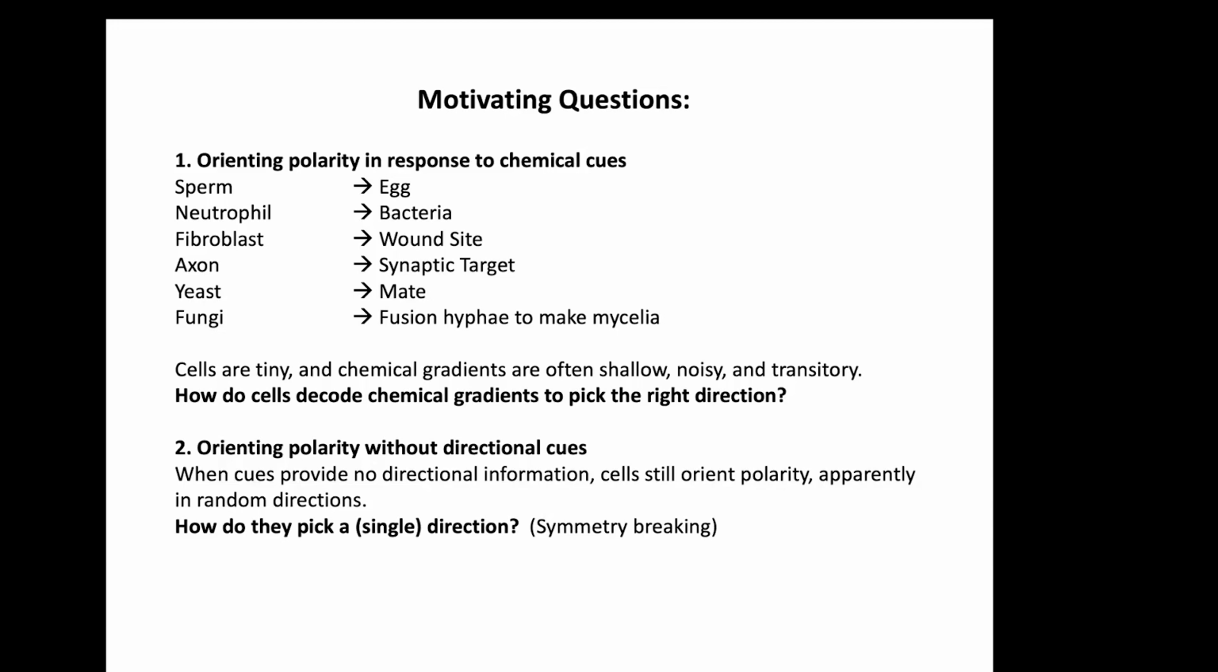So the chemical cue induces polarization. If there's a clear directionality to the chemical cue, it will polarize in the right direction. But if there's no directionality, it will polarize in some random direction and look just as polarized. So a second question is, how do they pick a random direction to orient all of their polarity molecules towards, and why is it only one direction when the information is coming from everywhere?